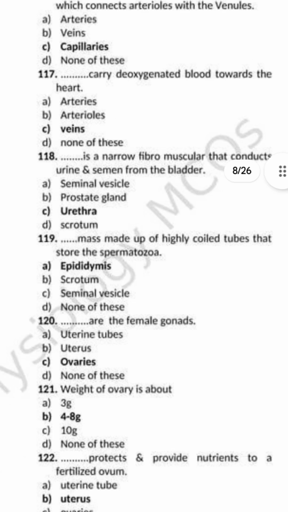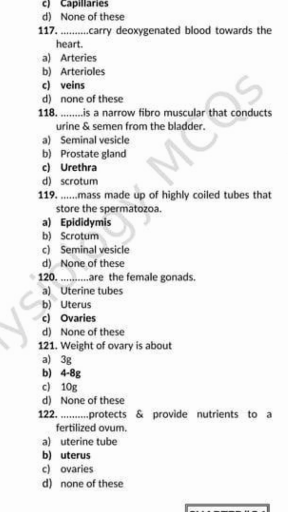The next one, dash is a narrow fibromuscular tube that conducts urine and semen from the bladder in male. Seminal vesicle, prostate gland, urethra, scrotum. Urethra. Urethra is a narrow fibromuscular tube that conducts urine as well as semen from the bladder in males. The next one. Dash mass made up of highly coiled tubes that store the spermatozoa. Epididymis, scrotum, seminal vesicle, none of this. The answer is epididymis.